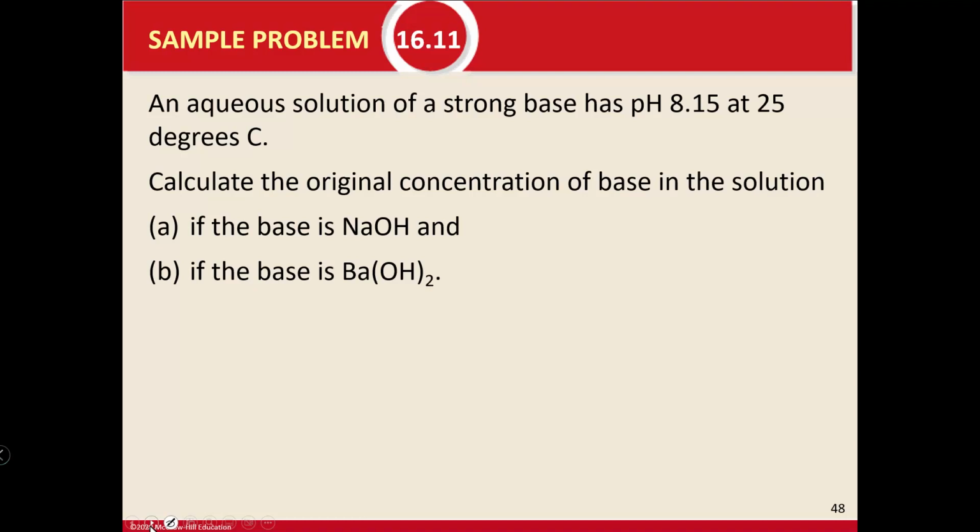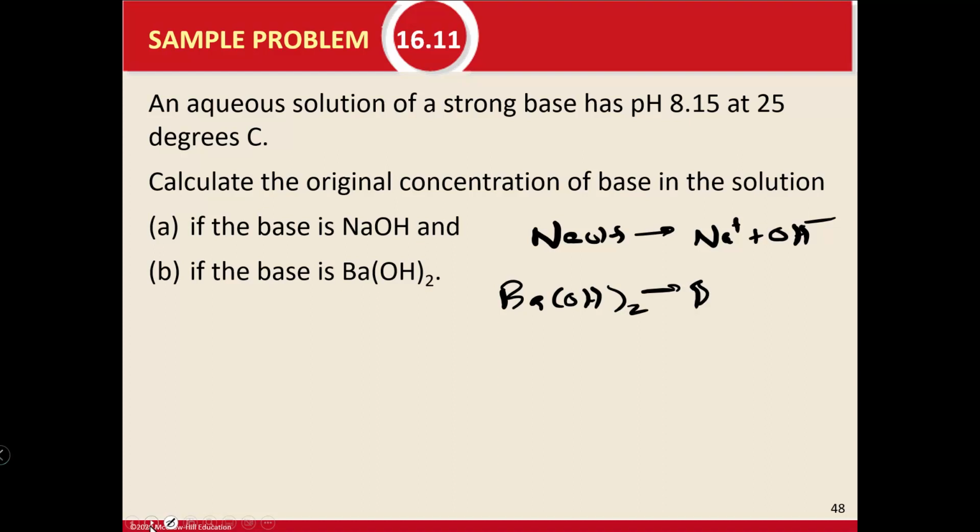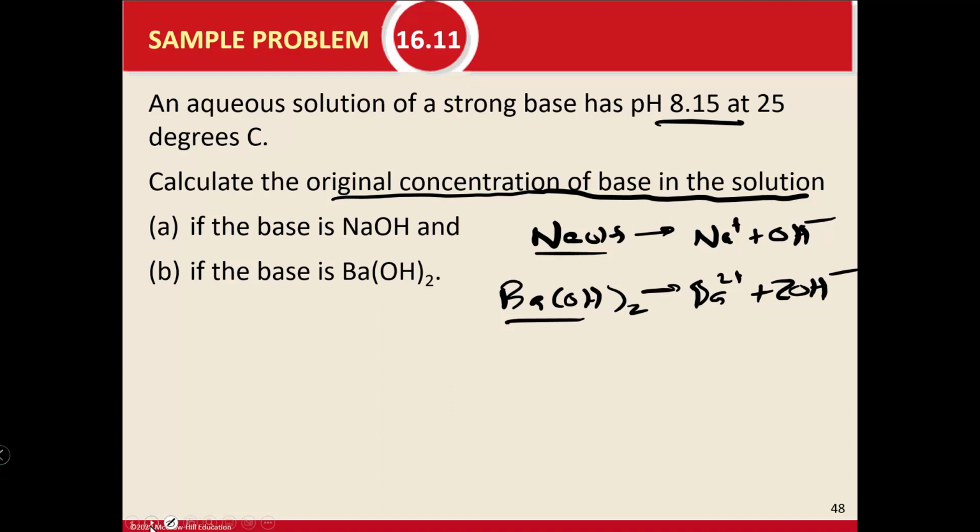So first, you know that sodium hydroxide ionizes 100% into sodium ions and hydroxide ions. And you know barium hydroxide is a strong base, so barium hydroxide completely ionizes into a barium 2+ ion plus 2 hydroxide ions. They tell you what the pH is. So what are you going to do to calculate the original concentration of the base in the solution? They want to know the original concentrations of these bases, sodium hydroxide and barium hydroxide. Before you use a calculator, let's make a plan of action.